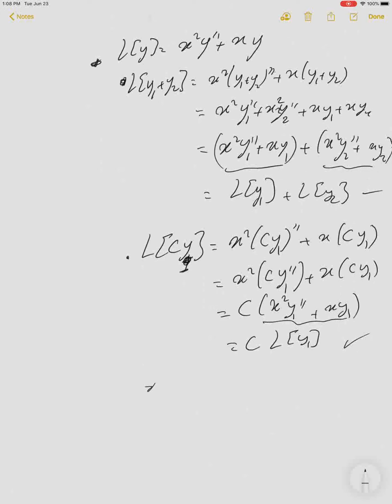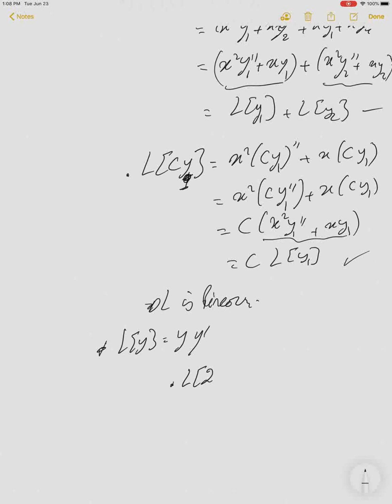So this is checked, and this implies L is linear. Now what about L of y equal y prime? This is not linear because we can see that, what is L of 2y, for example? L of 2y is 2y prime, and this is equal to 2y prime, which is different than 2 times L of y. So this is not linear.